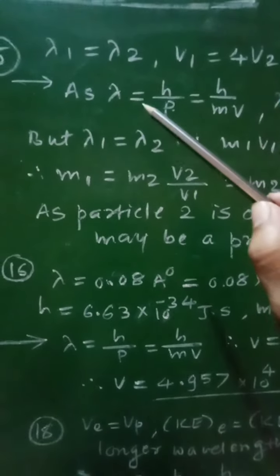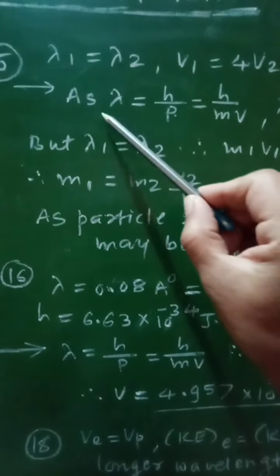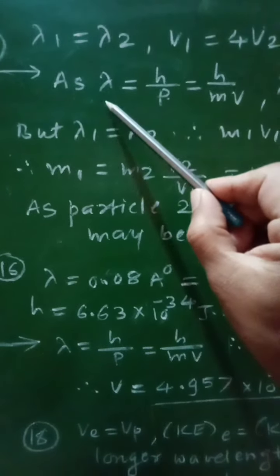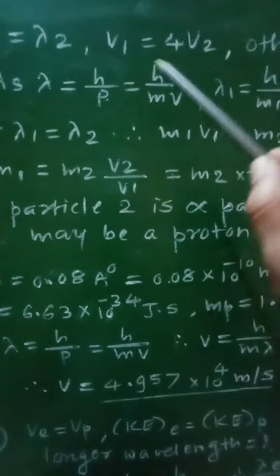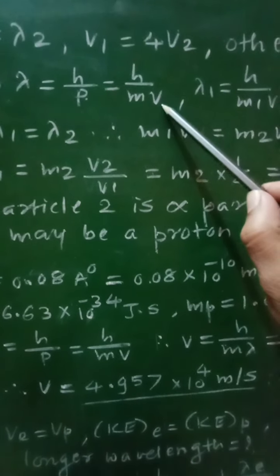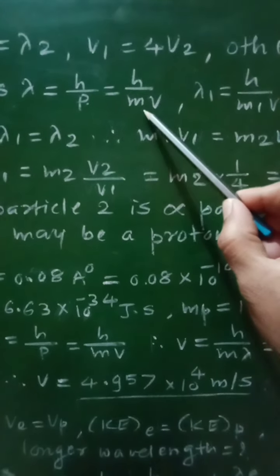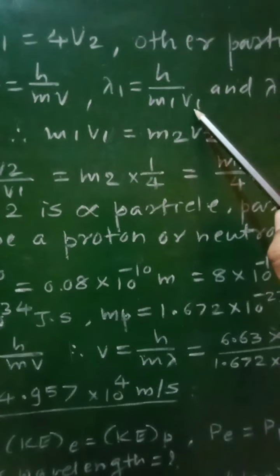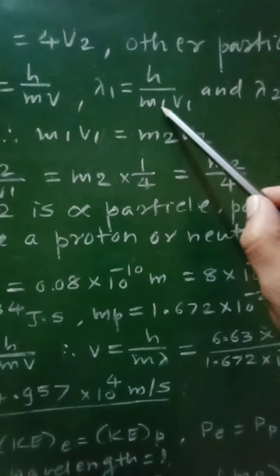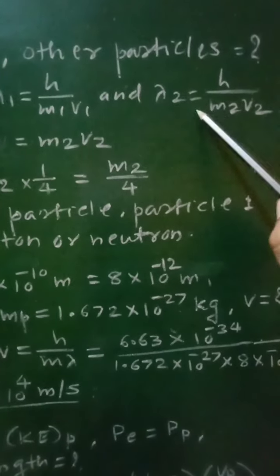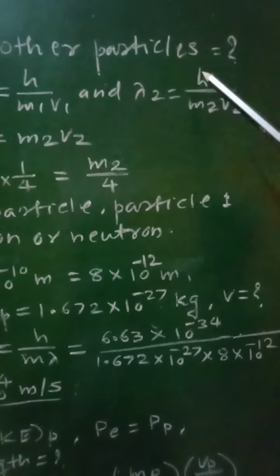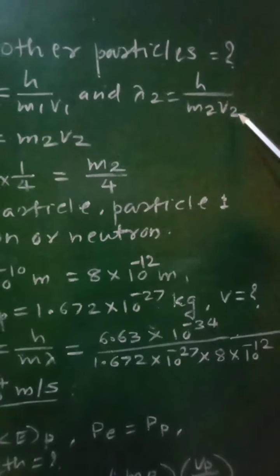We know the expression for de Broglie wavelength, lambda is equal to h by p, which is equal to h upon m v. Therefore we can write lambda 1 equal to h upon m1 v1, and lambda 2 equal to h upon m2 v2.